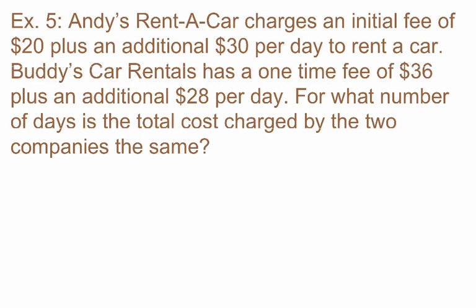So for Andy's, we're going to start off with 20. And then we see that it's $30 per day. When you see that per day or per anything, that's usually a good sign that the number associated with that is going to be our coefficient and the days is going to be our variable. Now since it says plus, we're going to add 30x. So every single day we're charged an additional $30. Now that's the information that we need for Andy's.